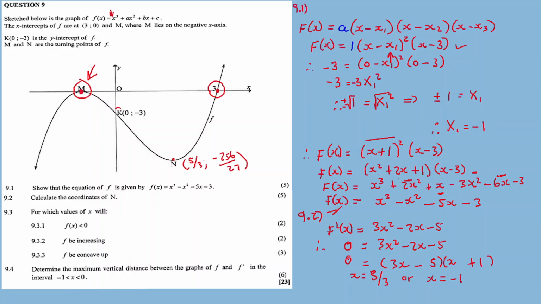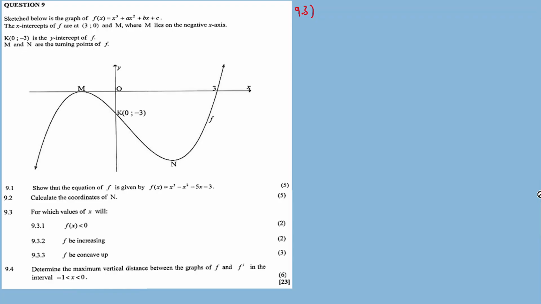So now the answer for the coordinates of n is 5 over 3, negative 256 over 27. So n is 5 over 3, negative 256 over 27. So we go to 9.3, but we have to erase here so that we can answer 9.3.